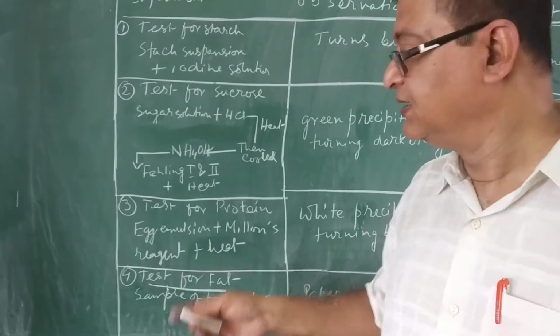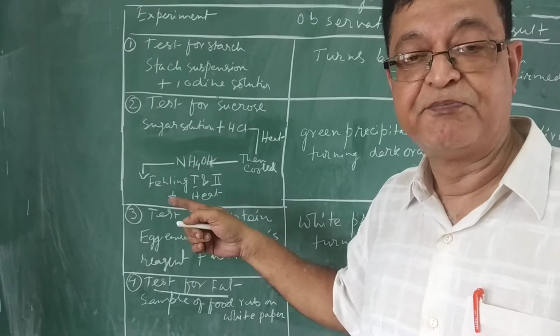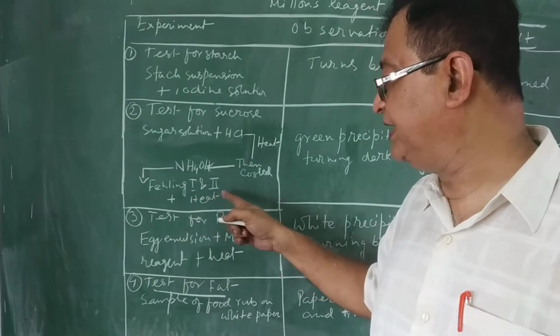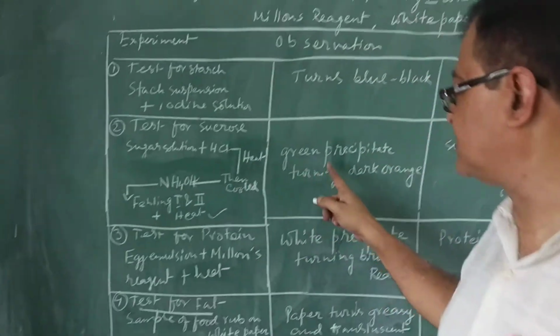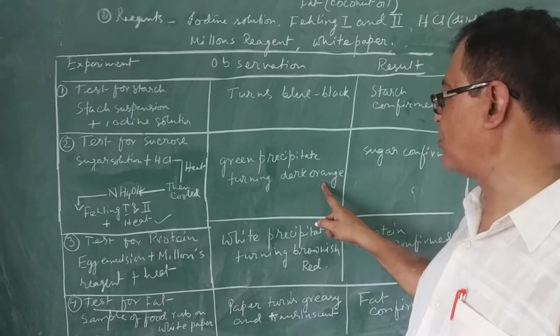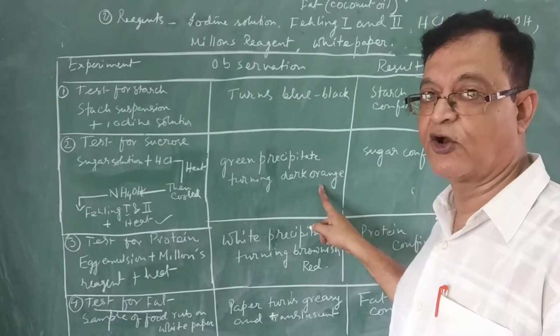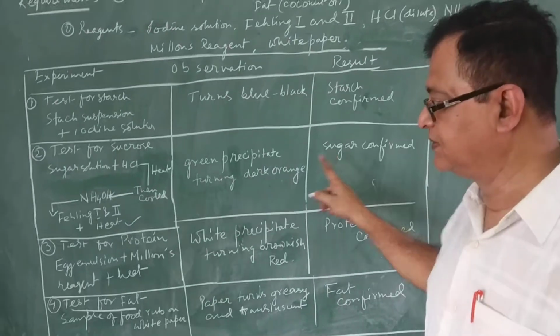When we add Fehling 1 and Fehling 2, a green precipitate will come. When we heat it, slowly that green precipitate will turn orange-red. Green precipitate turning dark orange, or orange-red or brick red. This is the confirmation of sugar.